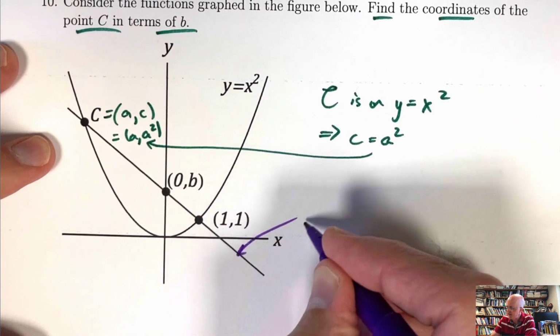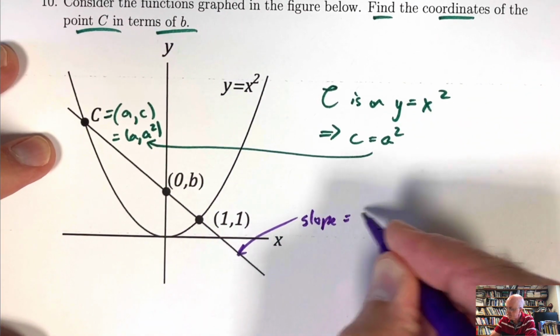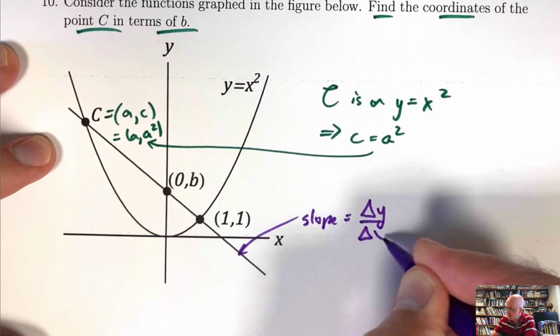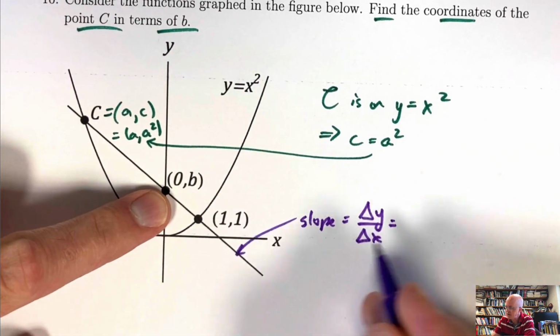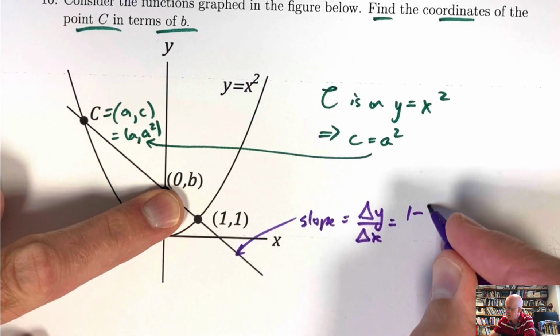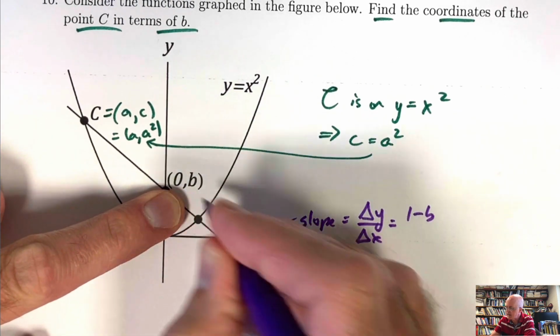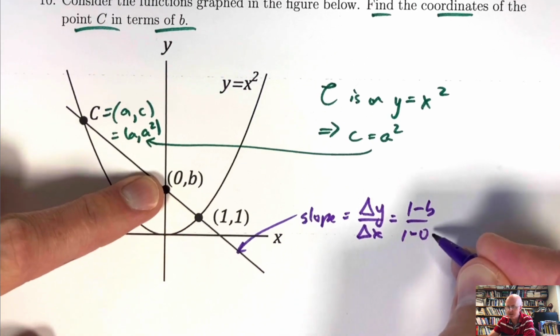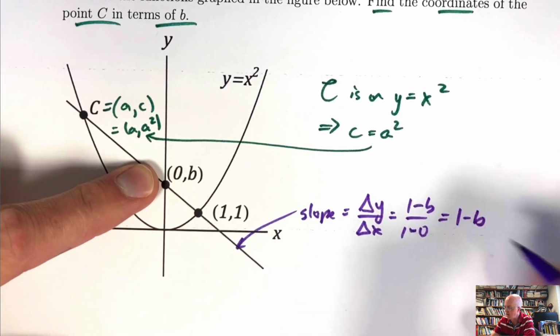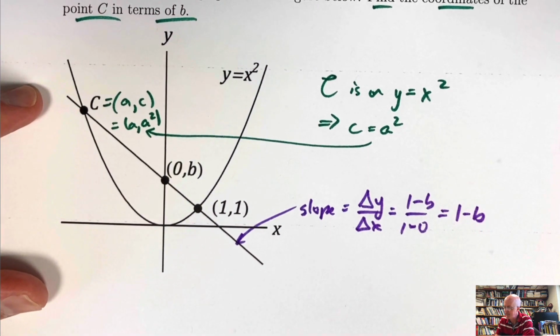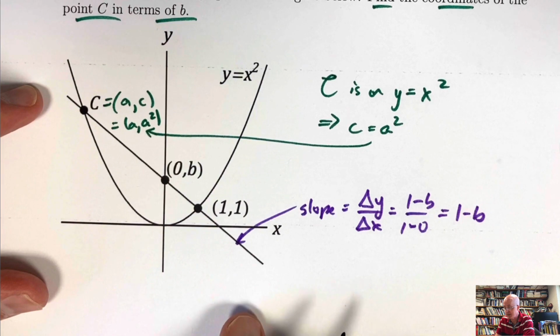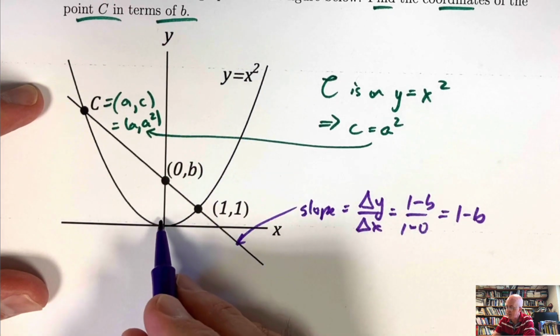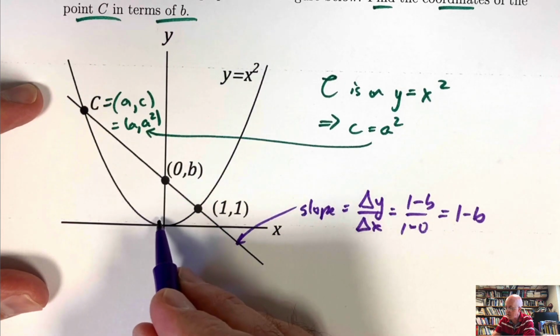What's the slope of this line? Delta y over delta x. Here are our 2 points. Change in y is going to be 1 minus b, second coordinates, 1 minus b. Change in x is going to be 1 minus 0. Of course, 1 minus 0 is 1, so this simplifies to 1 minus b. 1 minus b is the slope of that line. Okay, that's going to be a negative slope, as in this picture, when b is bigger than 1. It'd be a positive slope if b was less than 1, if this point here were down there, which it could be.